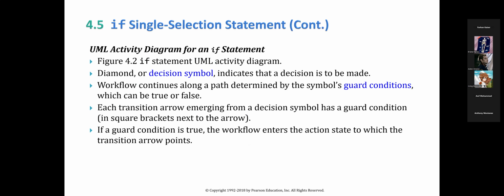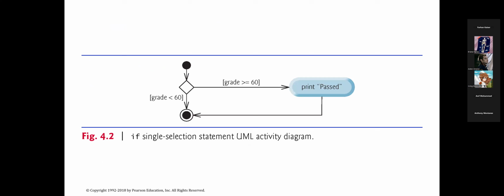And in the UML, how can we visualize it? Here it is the if statement. We start from the bullet point, and we use a diamond to indicate a decision state. Here, we make the decision. If the grade is greater than or equal to 60, we go to the right, print pass, and then end the program. Otherwise, we do nothing and go straight to the end.